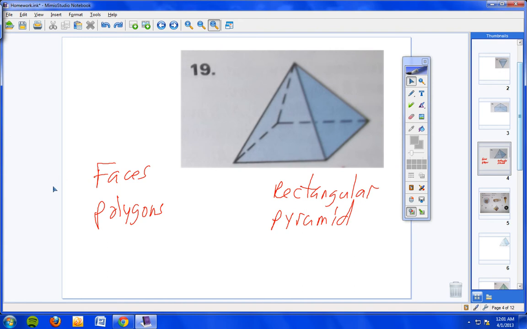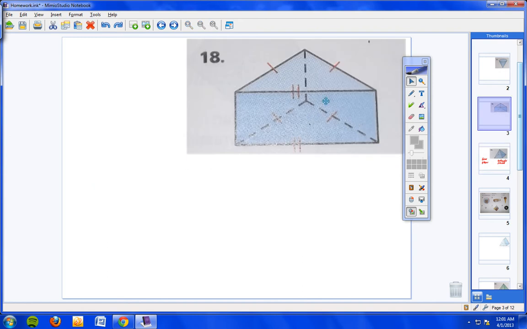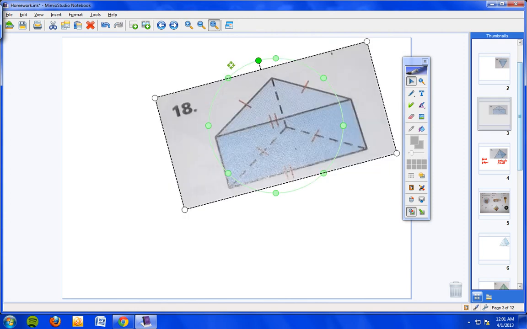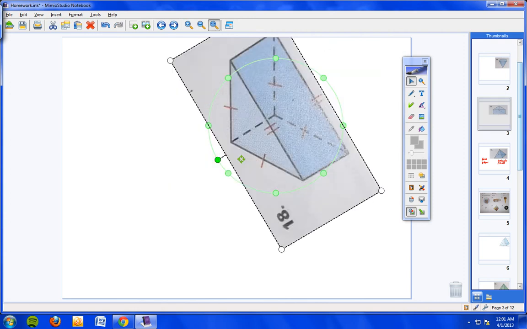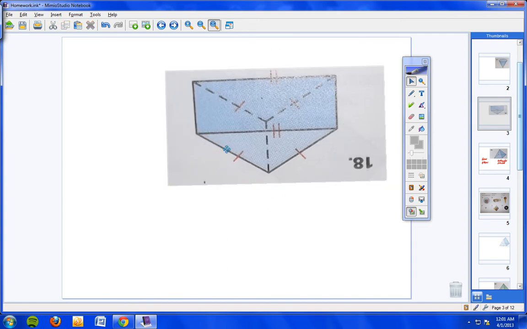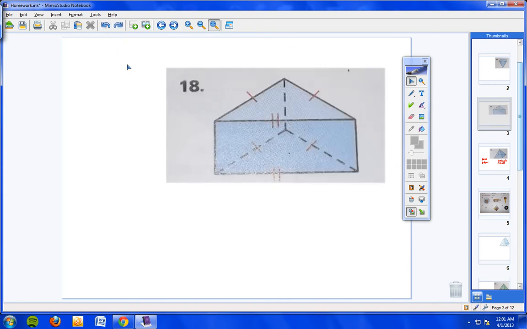But now look at number 21. A triangular prism has two bases. Well, let's go back to number 18. What did we call this? A triangular prism? Yes, we did. Well, look at this, students. Watch this. This thing has two bases. I can turn it upside down like this, and now it's sitting on this triangular base. Or I can flip it back around the other way, and now it's sitting on this triangular base. So the answer to number 21 is true. Yes, a triangular prism does have two bases.